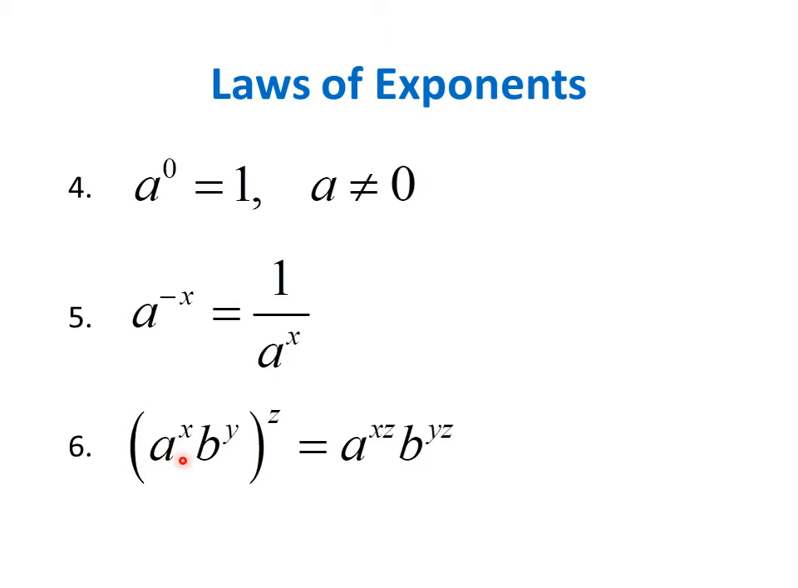Lastly, if we have an expression raised to another exponent, we have to distribute the given exponent to each of the variables. In other words, we have to multiply the exponent of each variable by the given exponent. So x times z, xz, times b, then the exponent y times z, that's yz.